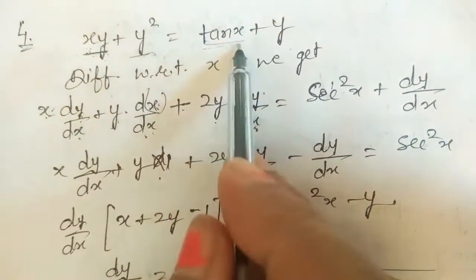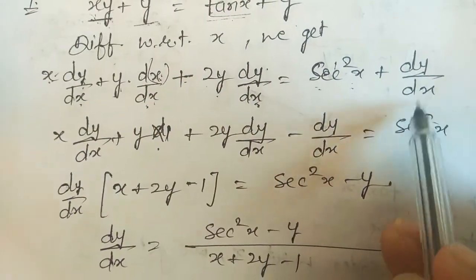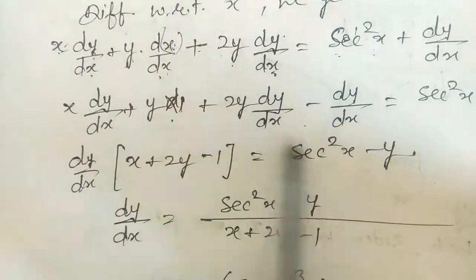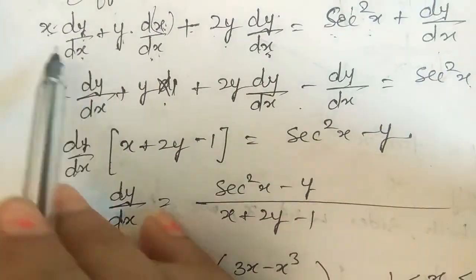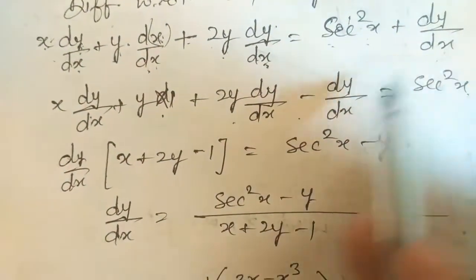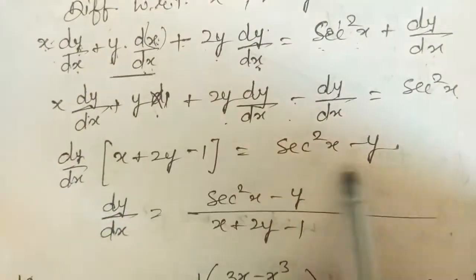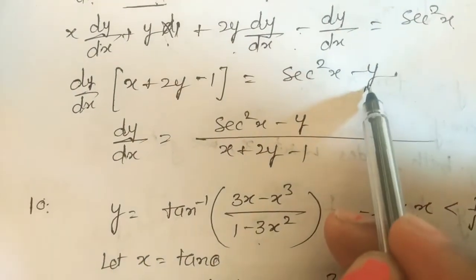What is the derivative of tangent of x plus y? Secant square of x plus y, and the derivative of y is dy by dx. Firstly, we will take the dy by dx terms on the left hand side and the constants on the right hand side. So x dy by dx here, 2y dy by dx here, dy by dx here is positive, so it will become minus, and this y will go to the right hand side. So it is minus y. So secant square of x plus y minus y.